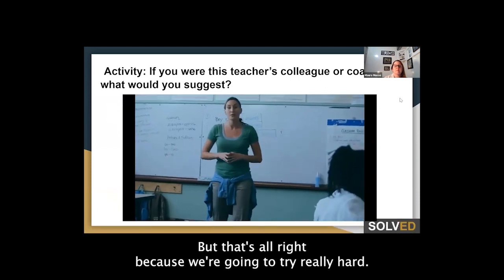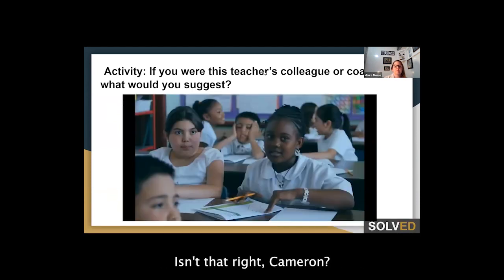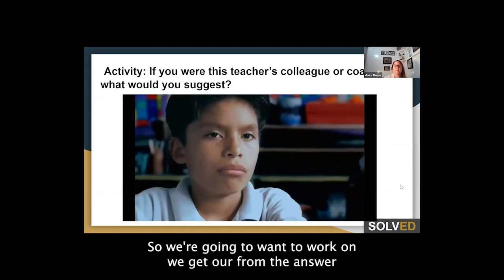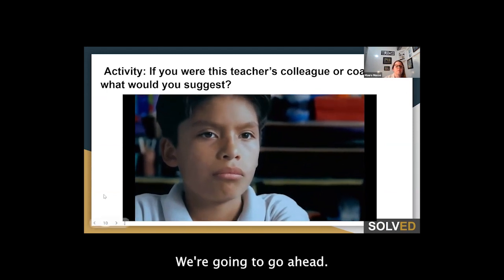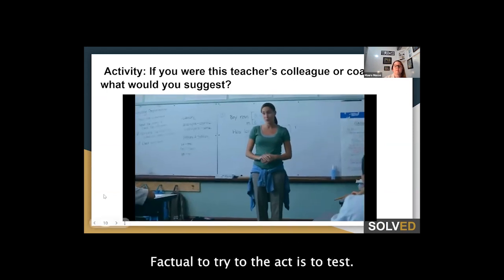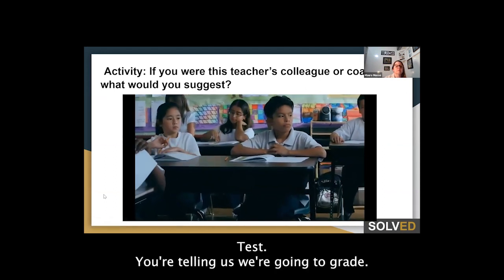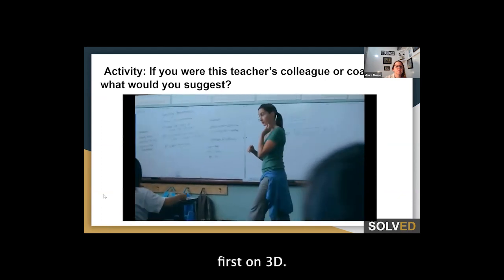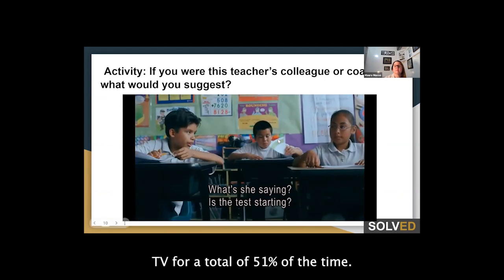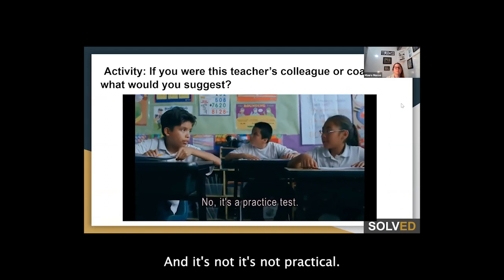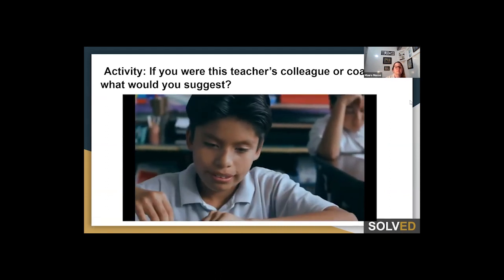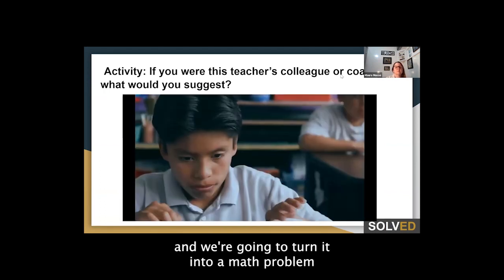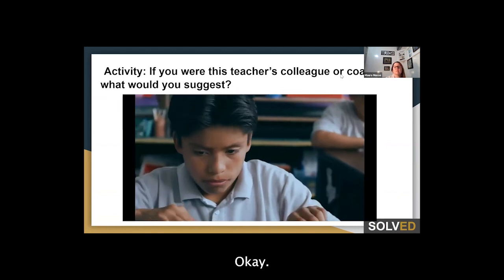Tests are going to be hard, but that's all right because we're going to try really hard. Isn't that right, Cameron? Yes, Ms. Peters. Okay, great. Everyone listen up. We're going to want to work on getting our answers from the information in the story, okay? We're going to go ahead and try this practice test. Open up, go to page 3. First on page 3. ¿Qué dijo? ¿A poco va a empezar el examen? No, es una práctica. We're going to take notes from the story and we're going to turn it into a math problem and walk through it together, okay?